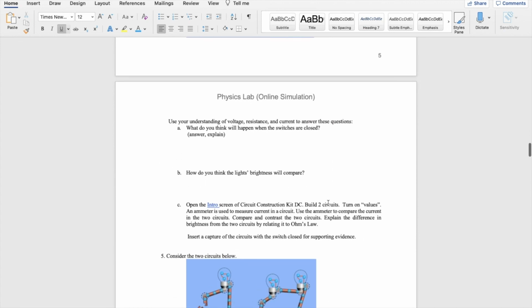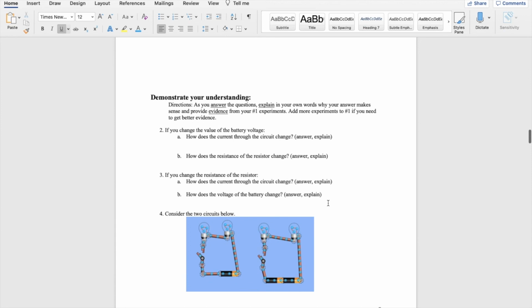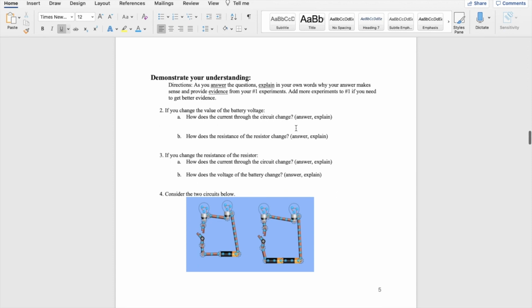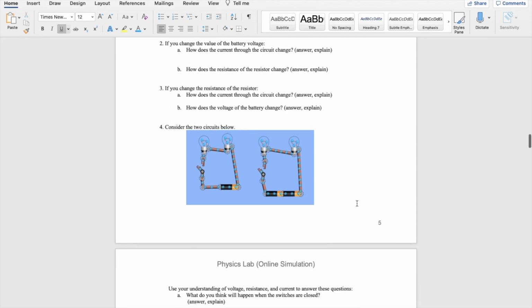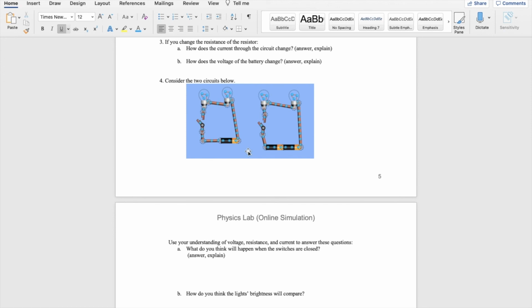You should have a way to build this circuit. So here, explain your understanding of what we just did, demonstrate your understanding here. And also there is another circuit that you can build very similar to this one here.